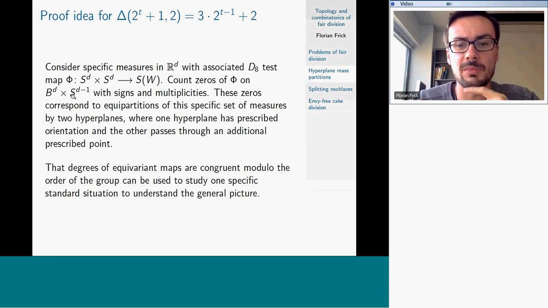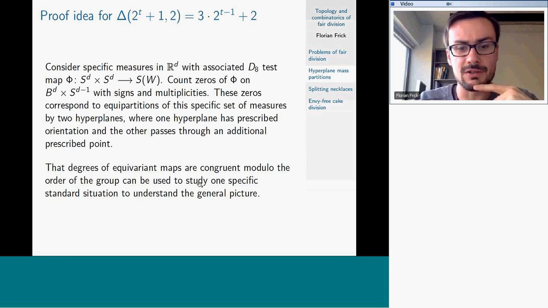Right. So how do we count the zeros? Well, zeros precisely correspond to equipartitions. Done. Reduce the problem of dividing even a_j masses by 4 hyperplanes to the problem of choosing the j masses, and now just tell me equipartitions where one of the hyperplanes has a prescribed orientation. This is the upper half sphere. The hyperplane goes to one prescribed point and has one degree of freedom less than the other. Okay.